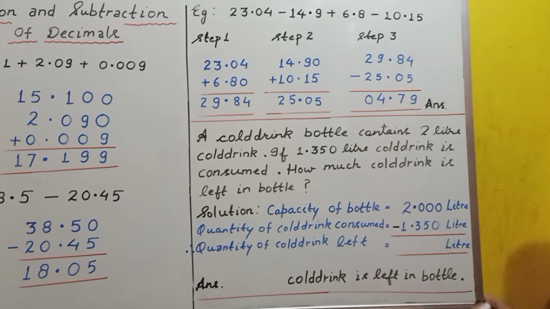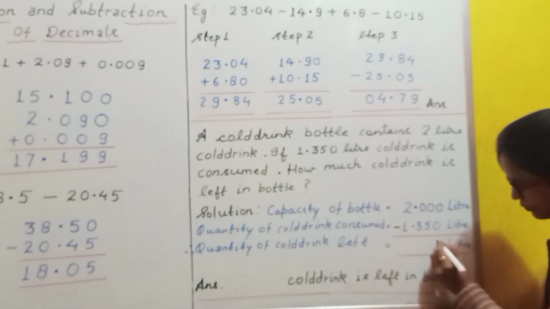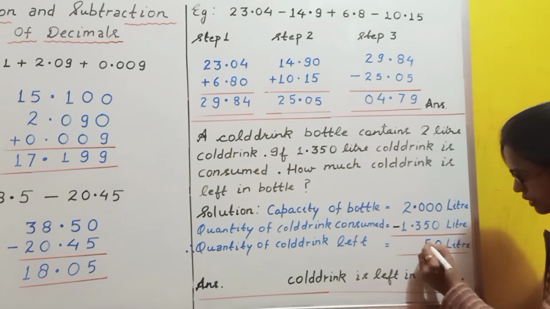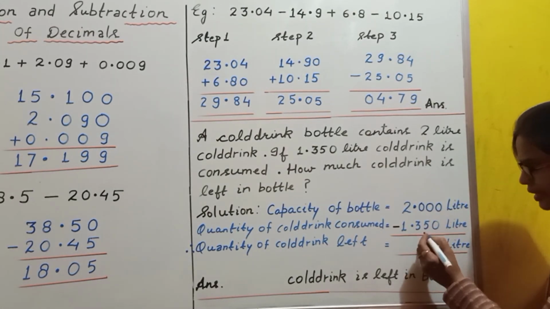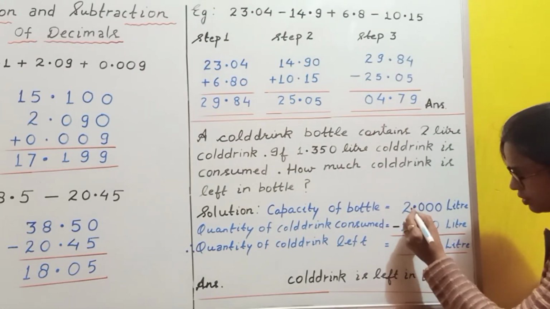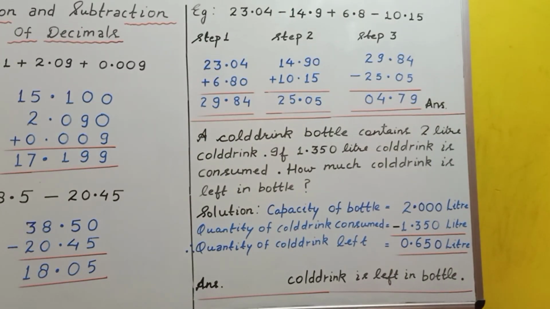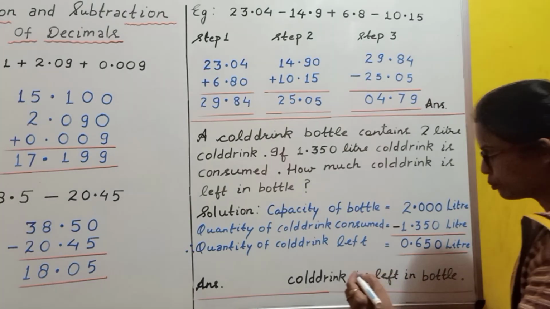Now, 0 minus 0, 0. Here we have to borrow. It will be 10 minus 5, 5. Here it is 9. 9 minus 3, 6. And here 1. 1 minus 1 is 0. So, 0.650 liter cold drink is left in the bottle.